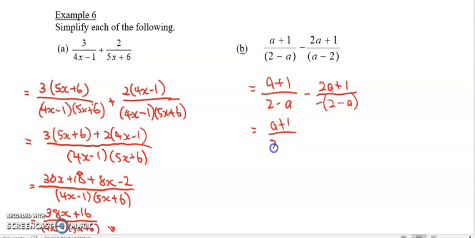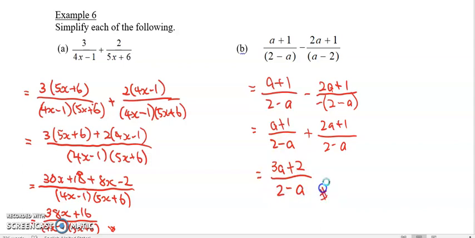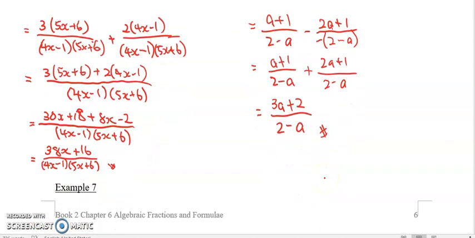So this term will become, alright, this minus sign, we combine with the minus outside, will become a plus. Okay, so now both fractions have the same denominator. We can add the numerators directly, so a plus 2a, I'll get 3a, 3a plus 2. Alright, so this is example 6b.